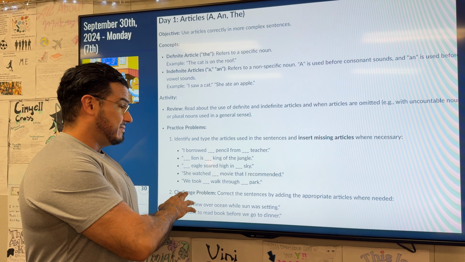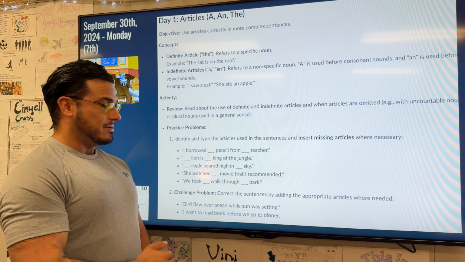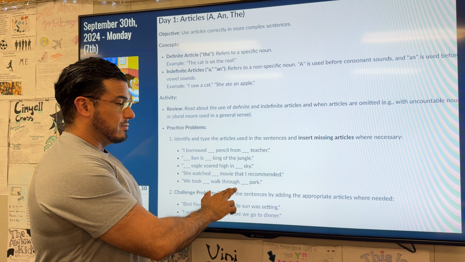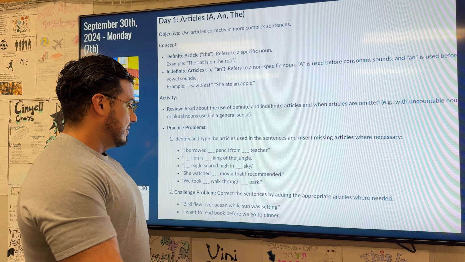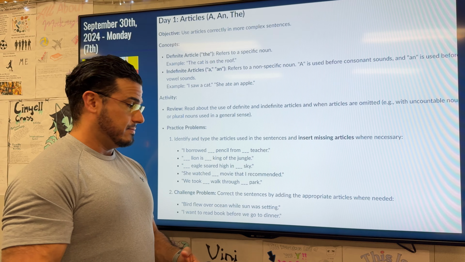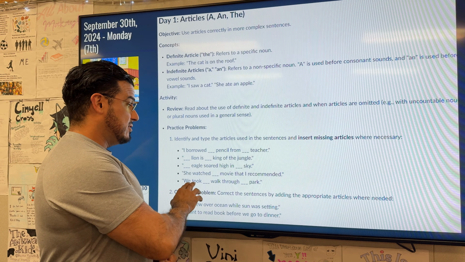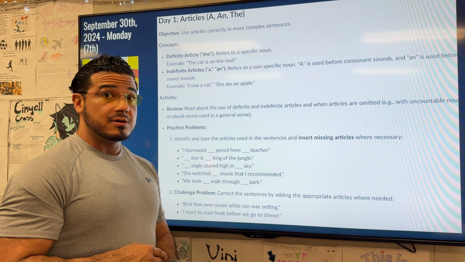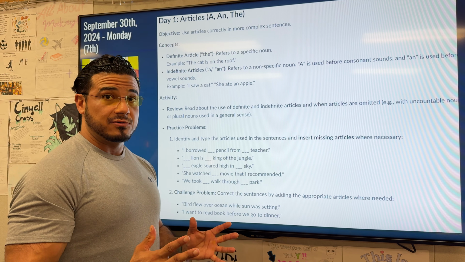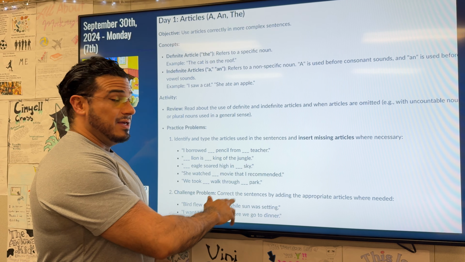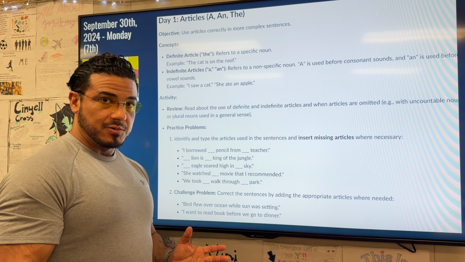All right, our last one. We took blank walk through blank park. Okay, we took a walk through the park, or you could say we took a walk. You're not going to use the walk because it's referring to a general concept. A walk through a park, a non-specific park.